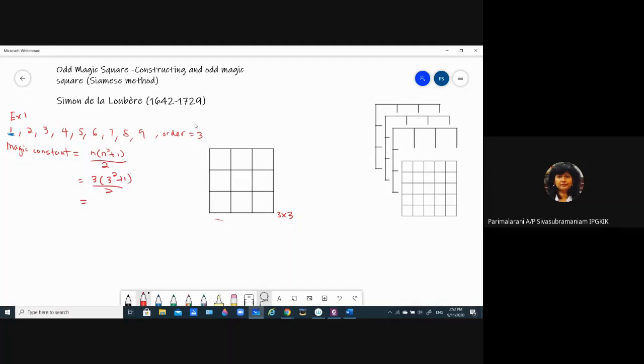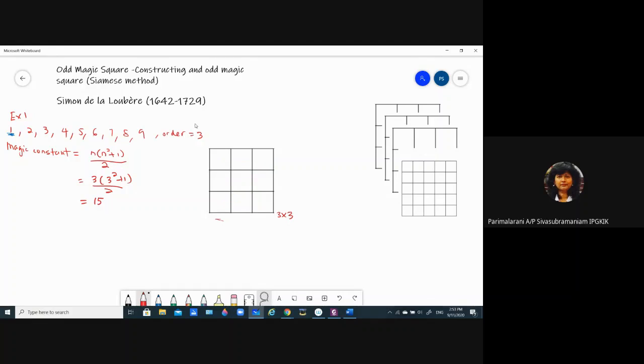How much is this? 3 times 3, 9 plus 1, 10. 10 times 3, 30. 30 divided by 2, 15. What does this tell you? What does this mean, 15? 15 means the sum in each row must give you 15. The sum in each column must give you 15. The sum in each diagonal must give you 15.